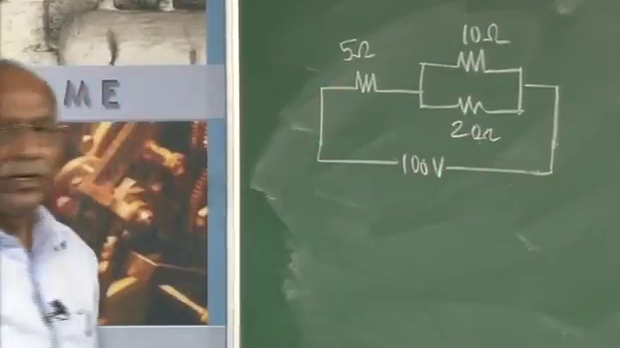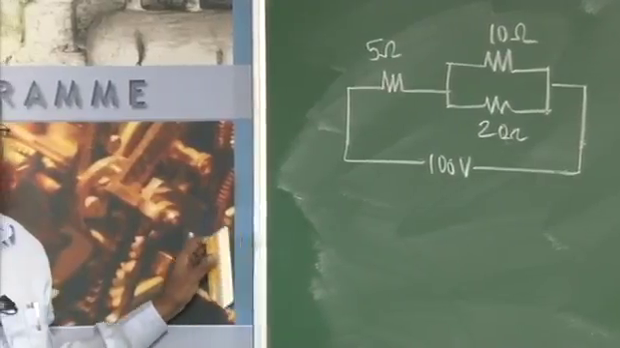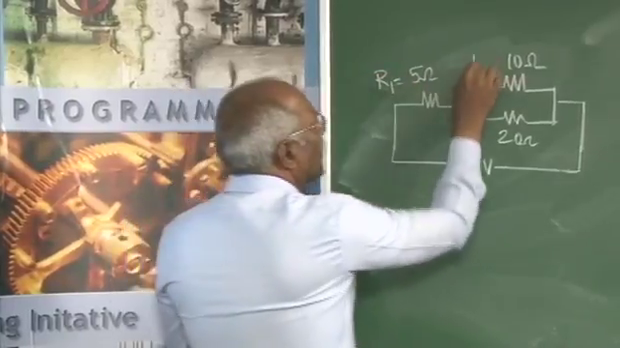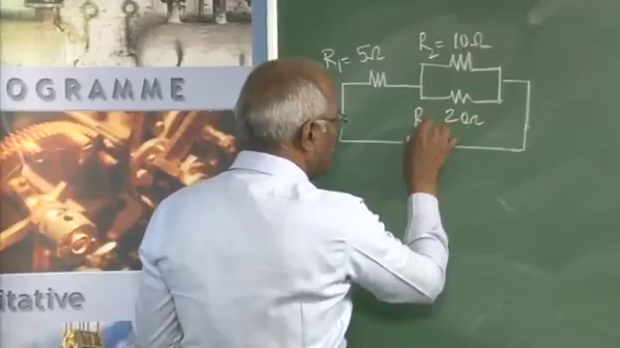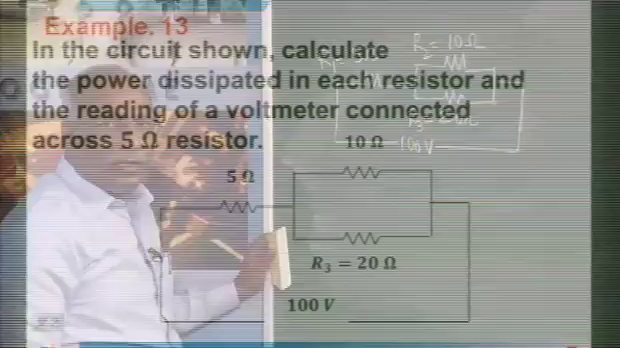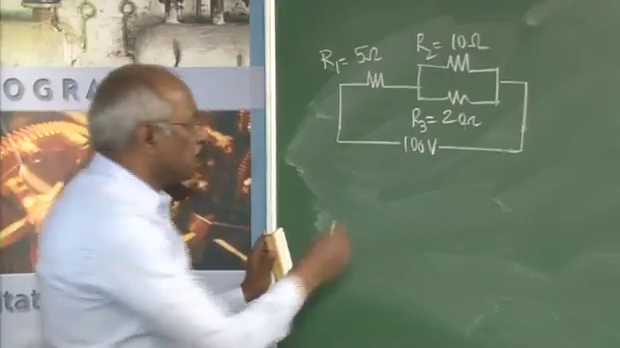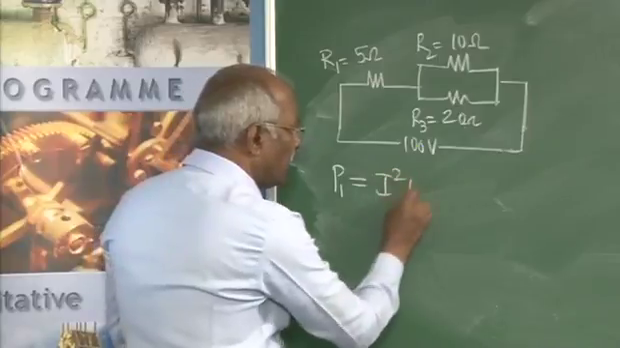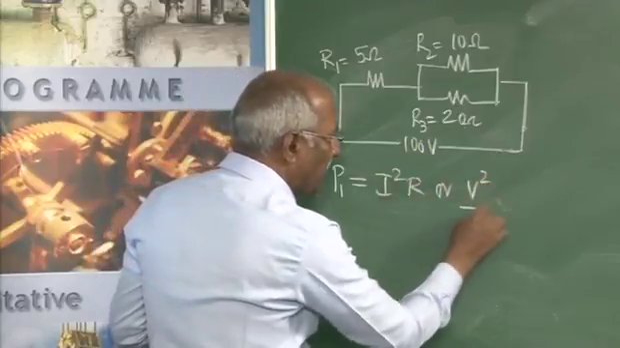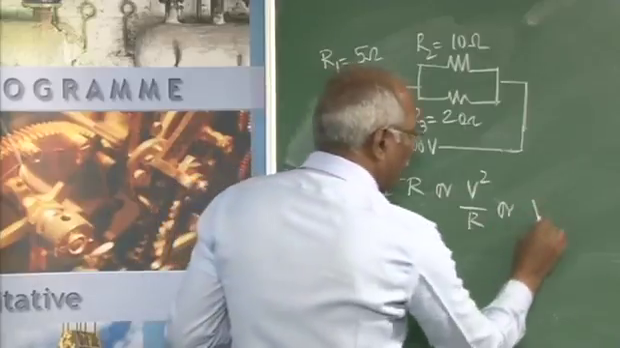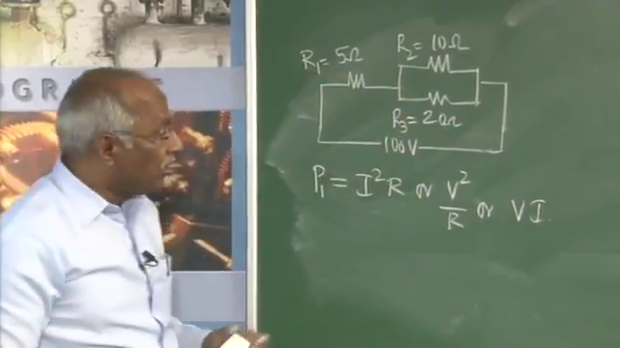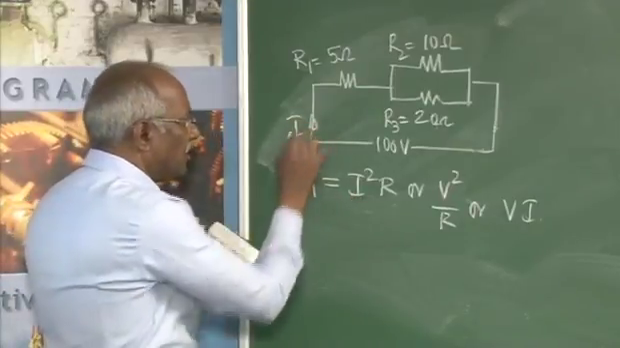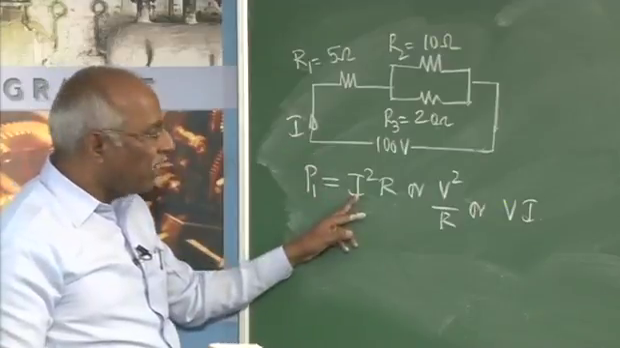It is a straightforward question. Calculate the power dissipated in each resistor. In that respect, I will call this one as say R1, call it as say R2 and this say R3. Power dissipated in each resistor means P1 can be taken as equal to, this will be the current square into R, it will be V square by R, it is V into I. But when it comes to the corresponding values, it is not just the value simply I, but what is that?